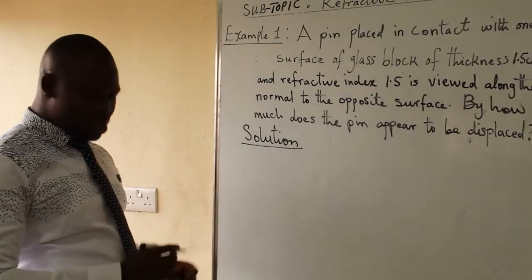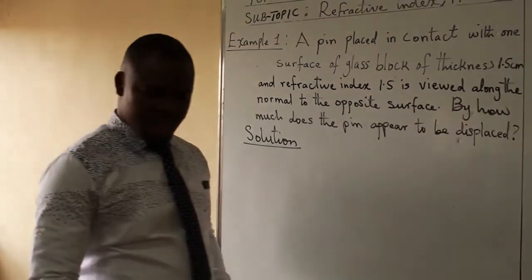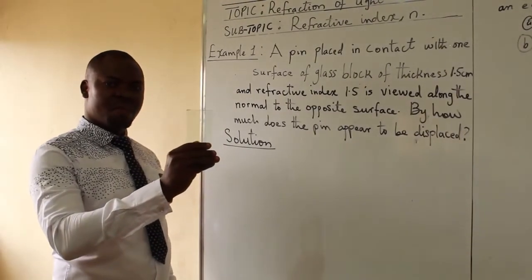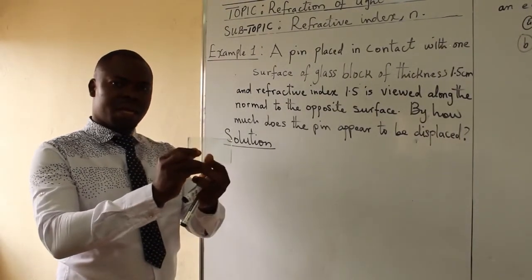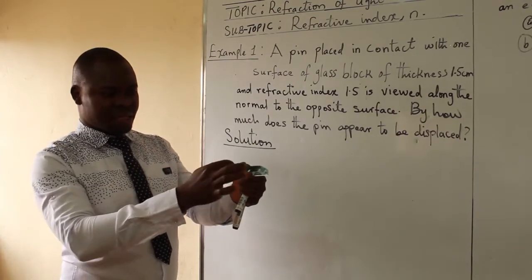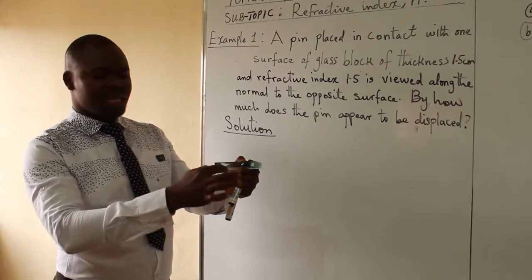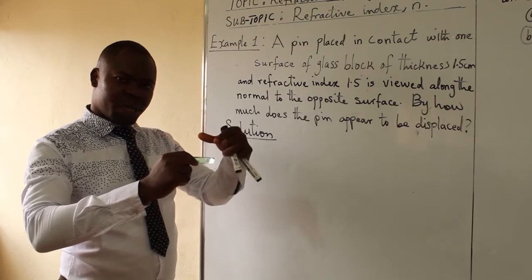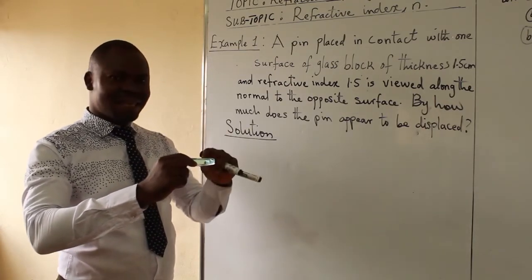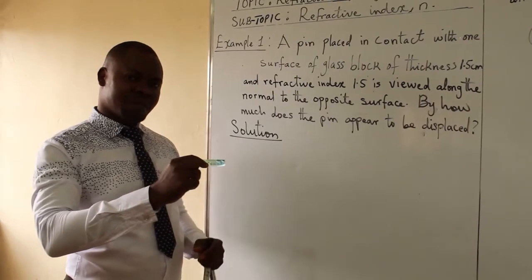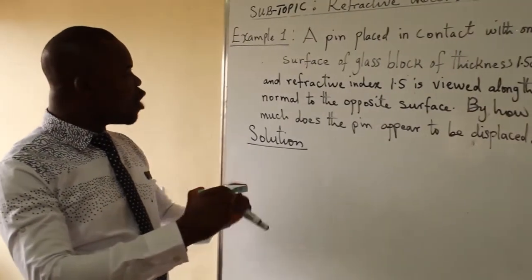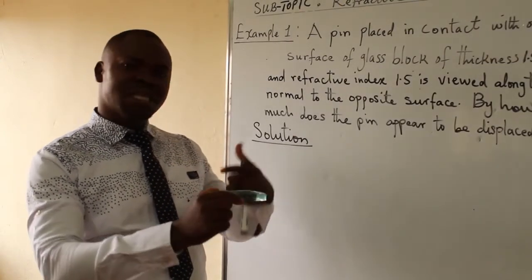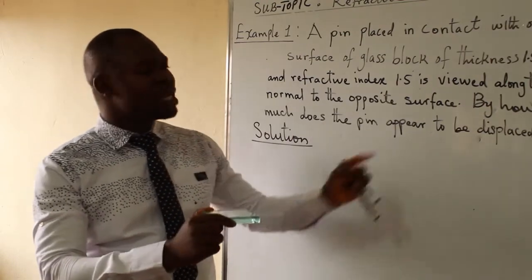We're given the thickness of the glass. We have an example of a glass here. This is a rectangular block. You can call it a rectangular glass. So the thickness is given to be 1.5 centimeters. But then when you view this from the top, it appears to have lesser thickness than the actual size. And so we are told, by how much does the pin appear to be displaced when the pin is placed in front of it?